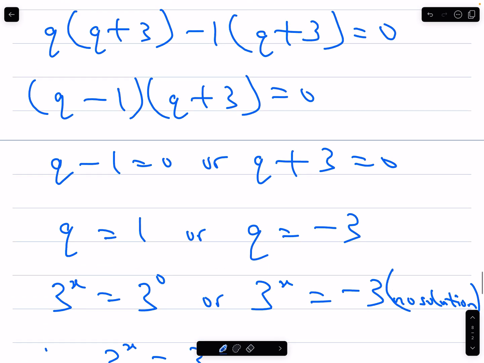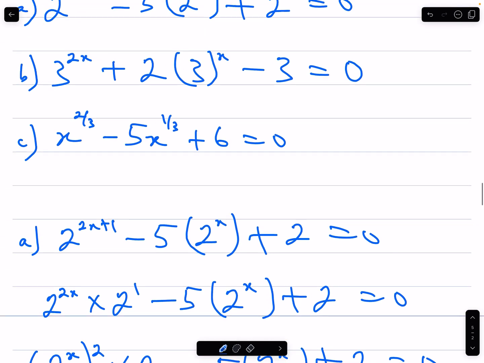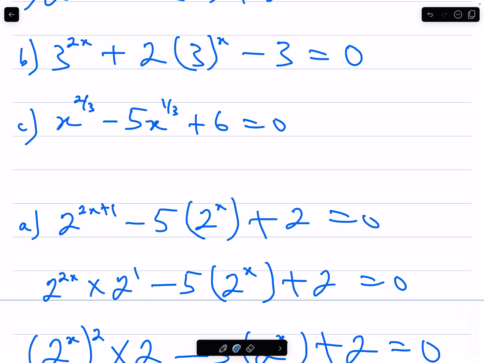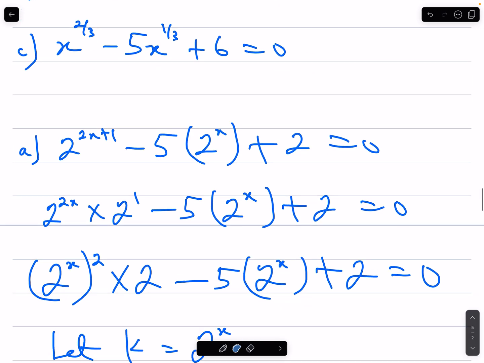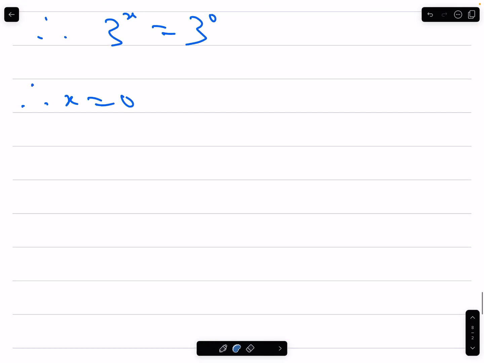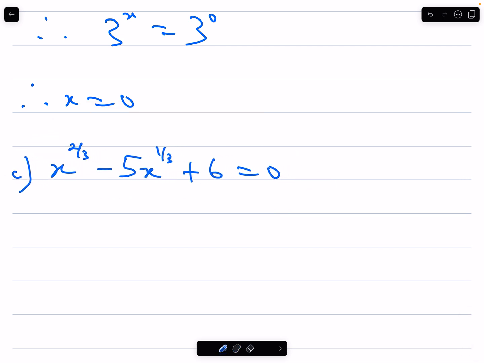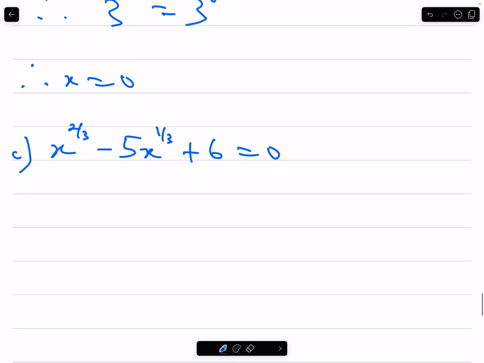Now we go straight to the next. And what's the next? Which is C. That is, solve the equation x raised to power 2 over 3 minus 5x raised to power 1 over 3 plus 6 equals 0. Let's bring that down here. This is the equation. X raised to power 2 over 3 minus 5x raised to power 1 over 3 plus 6 equals 0.